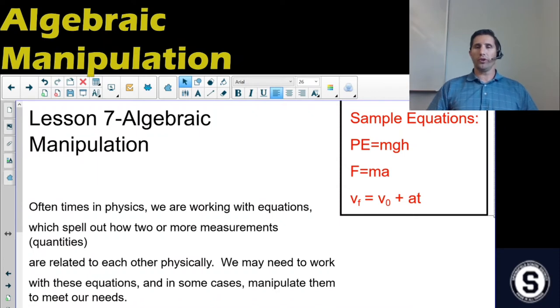And you'll notice that in these equations, the left-hand side is potential energy, for example, or force, or final velocity. There's one thing on the left-hand side. But imagine if the one thing that you're looking for is not the thing on the left-hand side. Suppose, for example, you needed to know the acceleration. These don't say A equals something, but we still have a relationship between those variables. In this case, we're going to need to use algebraic manipulation to get that variable isolated. So that's what this is all about.